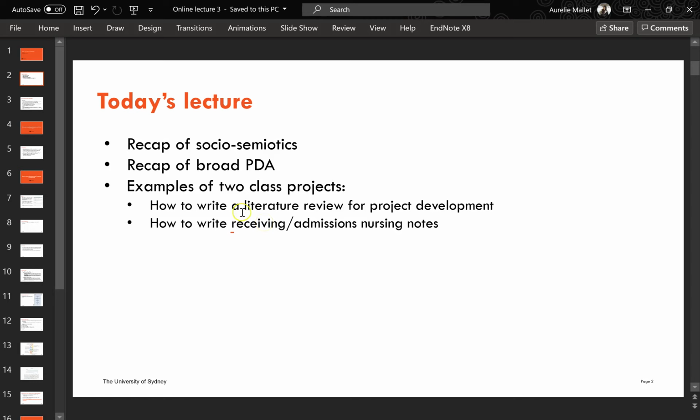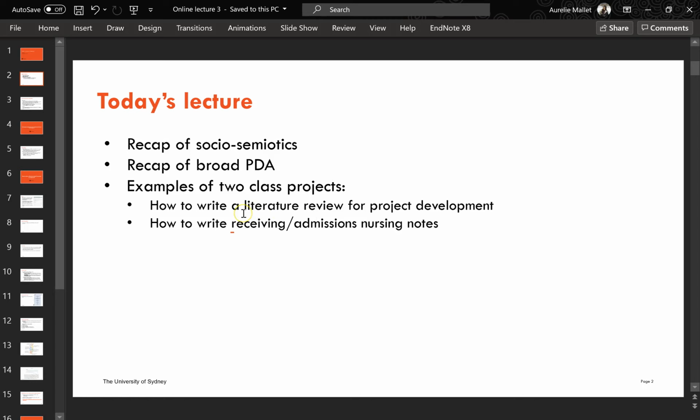And then we'll get to today's lecture, which is going to be focused on me providing you two examples of two past class projects that were done by the students in the unit Educational Linguistics. So that's an option in your master's degree. Educational Linguistics is a unit that is essentially aimed at getting students to develop materials.